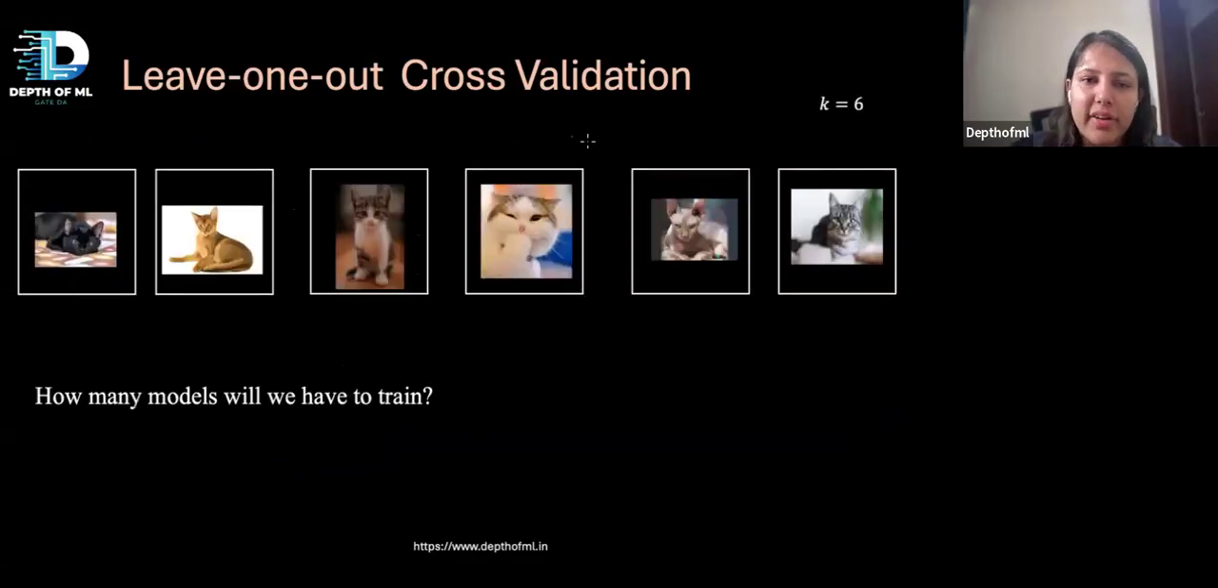Okay, so let's see one example. Suppose you have only 6 data points in your data set. How many models will you have to train? Every data point will be in the validation set once, right? So we'll have to train it 6 times. You can make a mistake here, so be careful about this. So 6 times you will have to train your model, which is equal to the number of data points that you have.